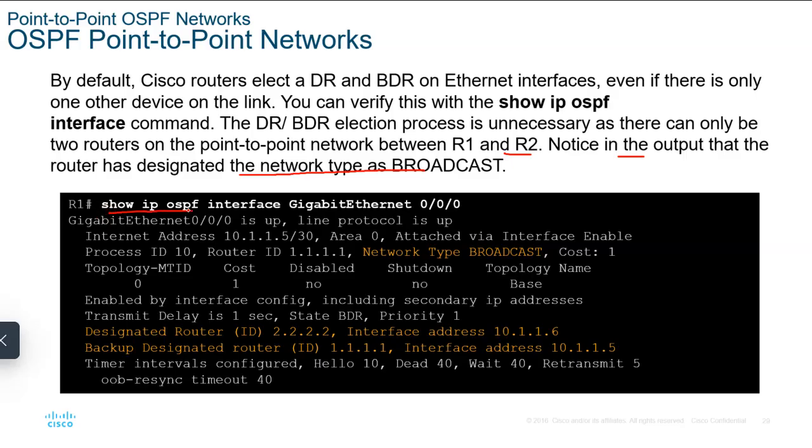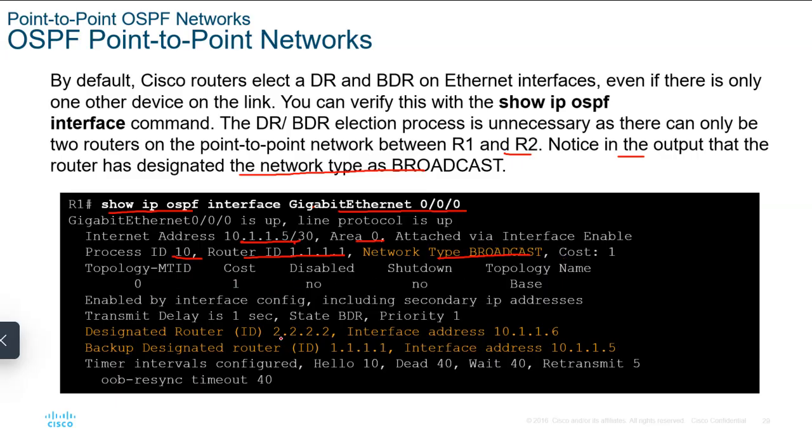After running the command show IP OSPF interface, interface gigabit Ethernet 0/0, we have the internet address as this, the area, it is this. We're dealing with the IP address on this, and then attached we have this enabled, process ID 10, router ID, as you can see. The network type is broadcast. Broadcast means that you cannot say that into the router, it's a broadcast network type, and it has to be under a multi-access network.